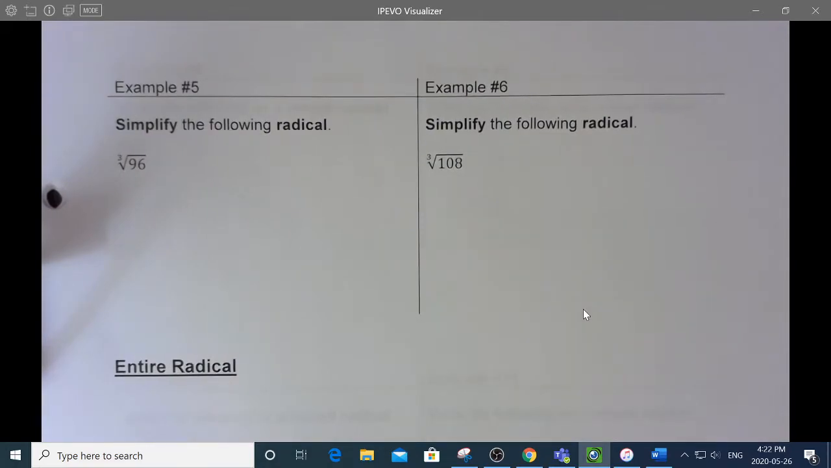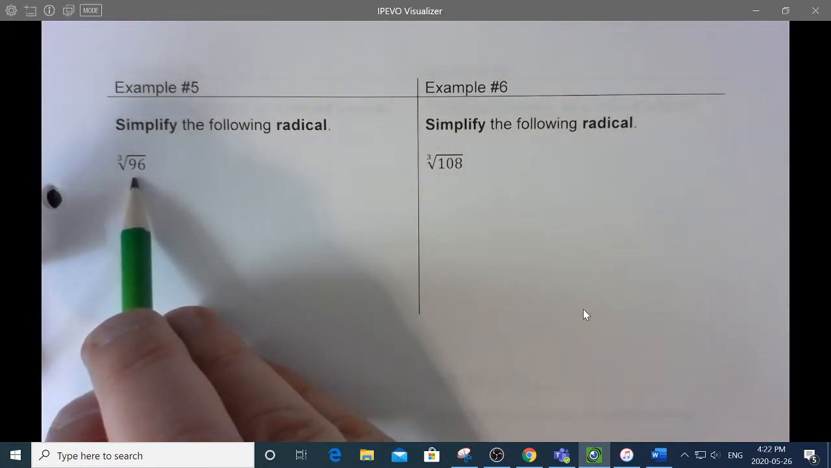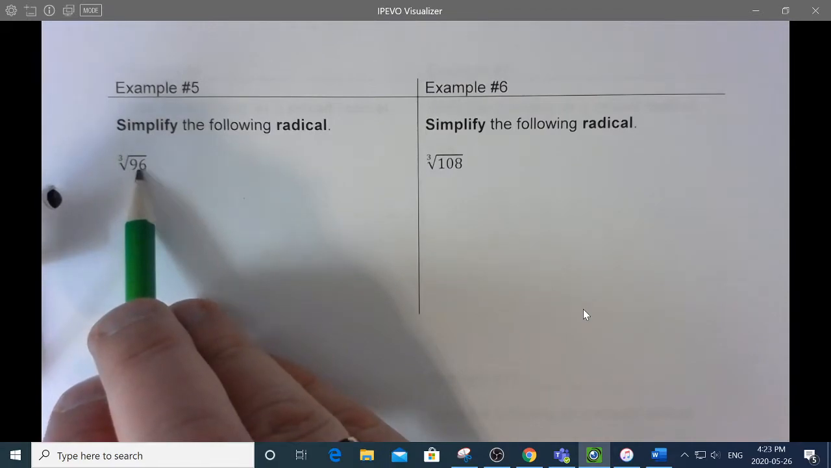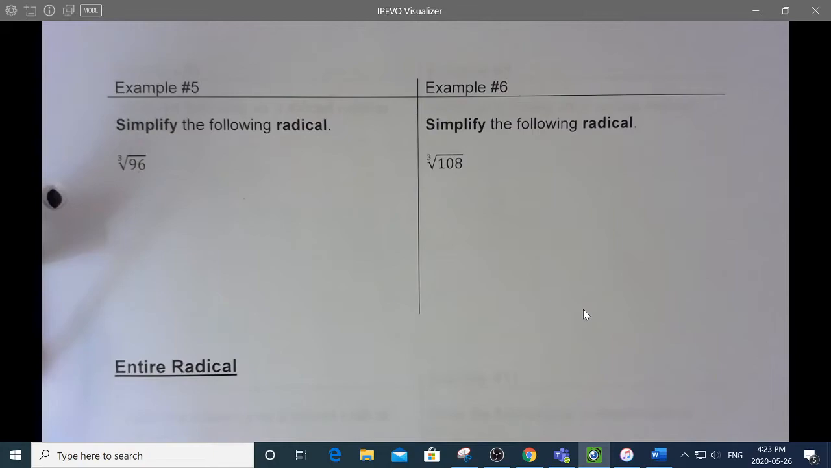Okay, one more time. See if you can do these. Can you find the biggest perfect cubes in those two numbers? Pause the video and I'll let you try it. Did you find them? Okay, let's see. 96. Well, everything has a 1 in it. That's not going to simplify anything. Does 96 have an 8 in it? I don't know. Let's see. 8 goes into... Yeah, it does. 8 goes into here once with a 16 left over. But is that the biggest perfect cube?